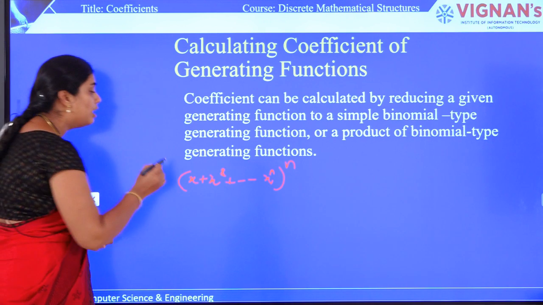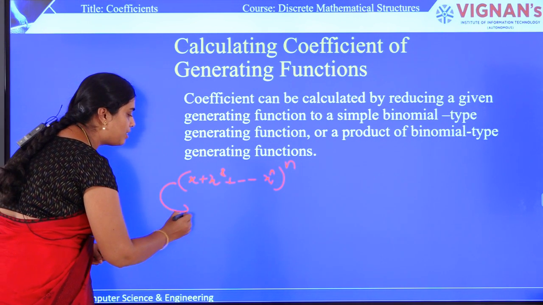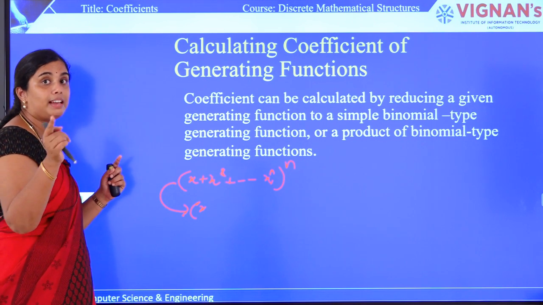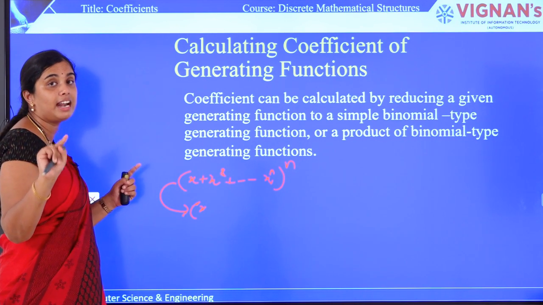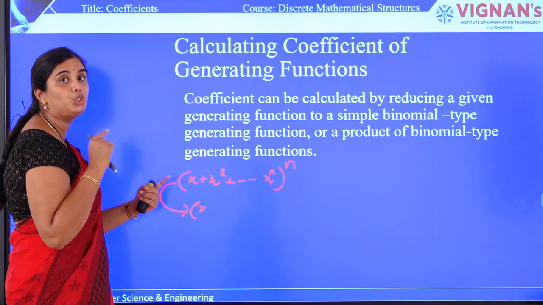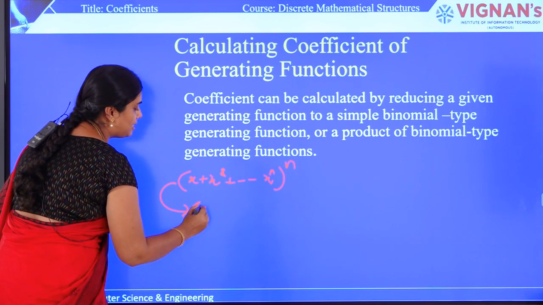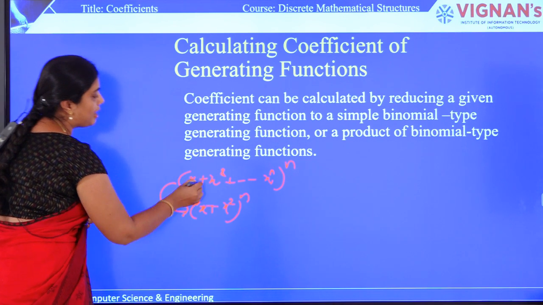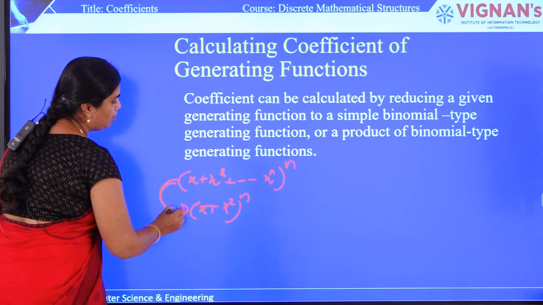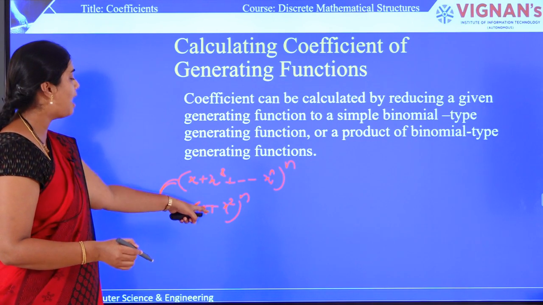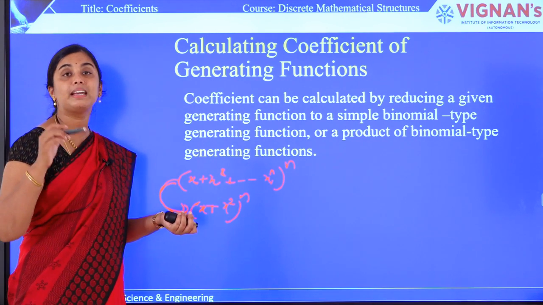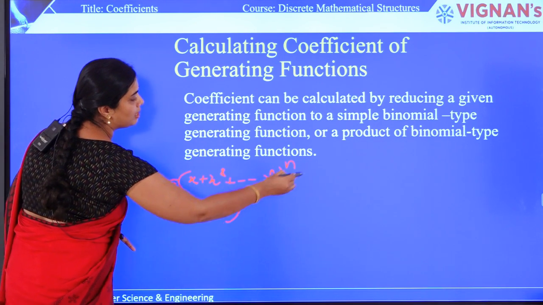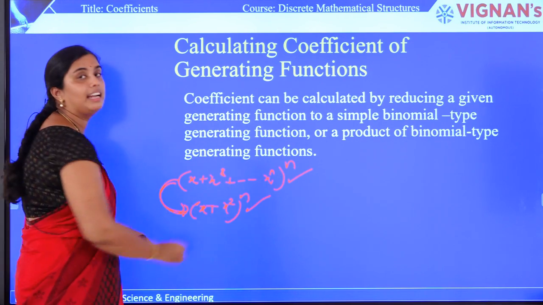So what we will do? We will reduce this expression to a binomial type generating function. So what is this binomial? In our binomial theorem we have learned, right? Binomial means having two terms as the variable part. That means like x plus x square whole to the power of n. We are reducing this big expression to this expression, and from this expression we will be calculating our coefficient. So calculating from this will be equal to calculating from this.